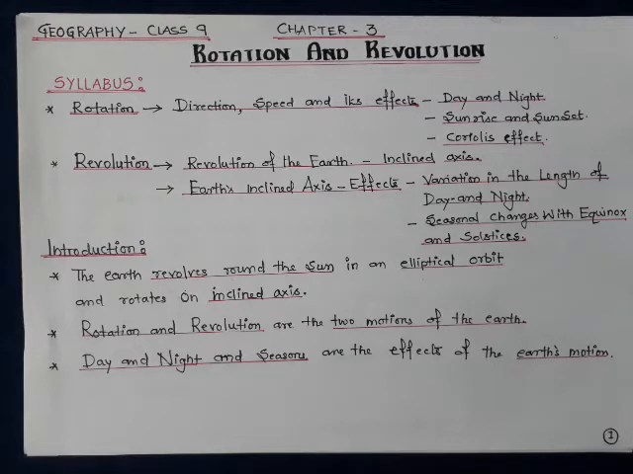Students, as you all know, the planets in the solar system move around the sun. The same way, the earth is also one among these planets that revolve around the sun. But there are two basic motions. One is known as rotation and the other is revolution. Rotation is the movement of the earth on its own axis from west to east, whereas revolution is the movement of the earth round the sun in an elliptical orbit.